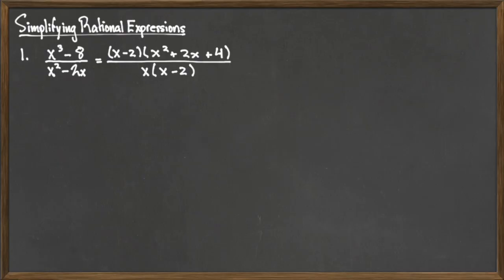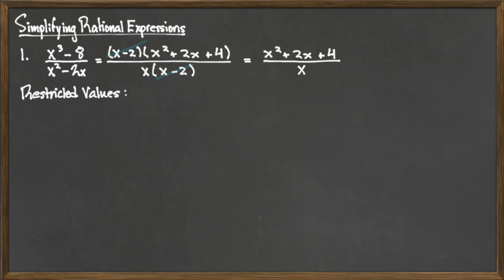After we've factored the numerator and denominator, we can see a common factor of x minus 2. So we're going to cross those out and end with x squared plus 2x plus 4 divided by x. And we know we're done because x is not a common factor of the numerator, so this rational expression is fully simplified. But next we have to look at our restricted values.